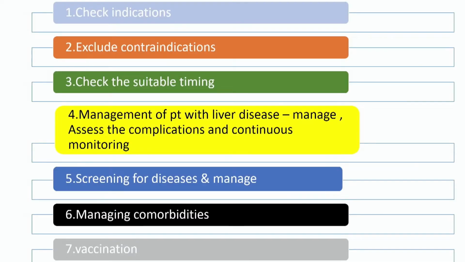How are we going to evaluate further? The process of liver transplantation involves checking the indication, contraindication and suitable timing. Then we need to manage the patient's liver disease, manage the etiology, assess the complications, and continuously monitor. We need to screen for diseases and other comorbidities, and ultimately further optimize with vaccination.